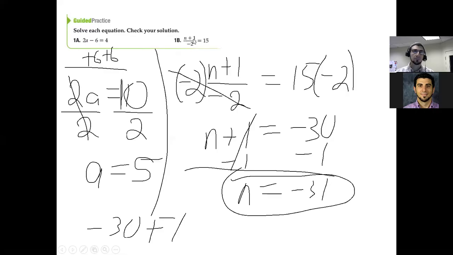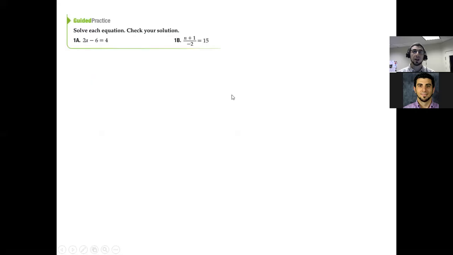Now let's check it. -31 plus 1, well, if I did -31 plus 1, the signs are different. One's negative, one's positive. So I subtract the numbers, keep the sign of the bigger. So that'd be -30. Then divide by -2 would give you +15, and that's the answer that we're looking for. So we know our solution of -31 is correct.